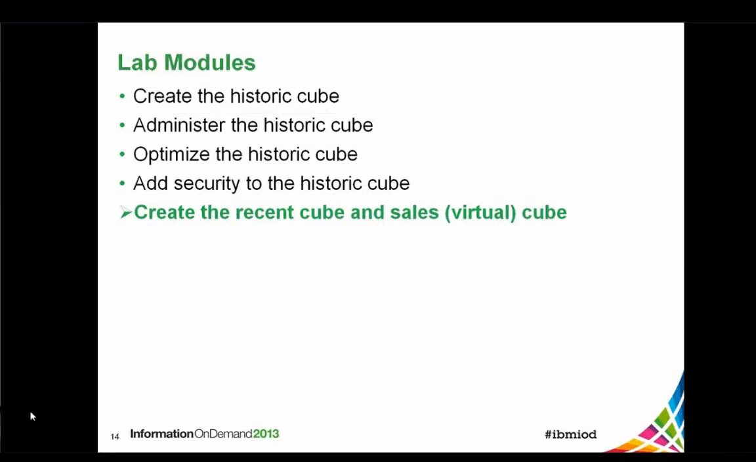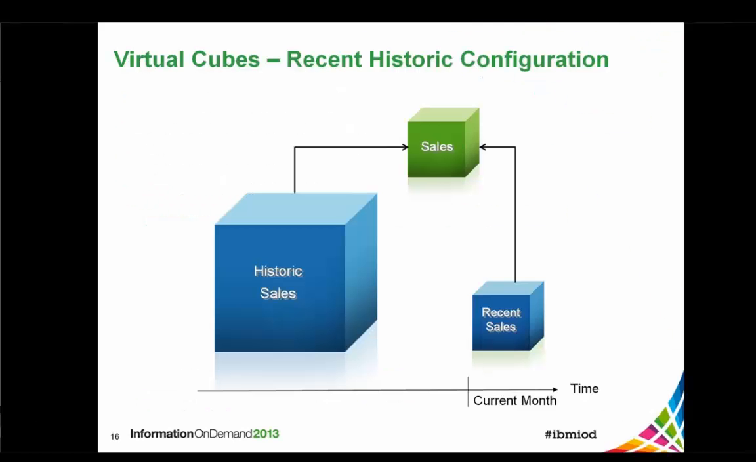All right, so we're at the last module. We're going to create a recent cube and create a virtual cube as well. So if you remember, virtual cubes serve two main functions. It's to, one, create a union of the members of the source cubes, and two, to merge the tuples that exist in both the sources and merge those values together. So this can be used in a number of different scenarios.